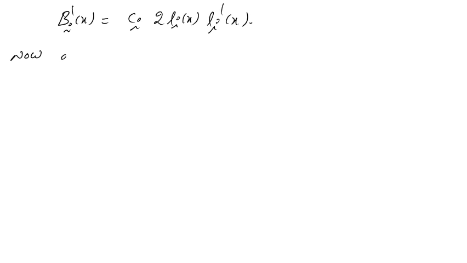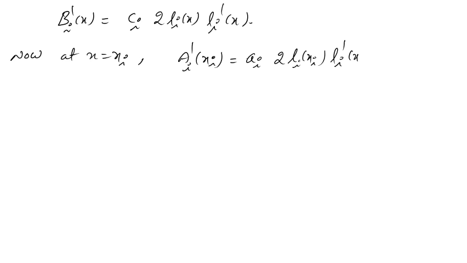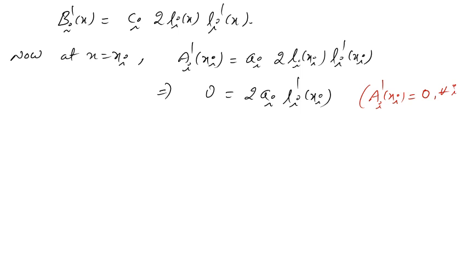Now at x equal to x_i, what is A_i'(x_i) equal to? You will get a_i times 2 L_i(x_i) L_i'(x_i). From this, A_i'(x_i) is 0, equal to 2 a_i L_i'(x_i). Why? Because what is the condition? Derivatives are always 0 for A for all i, j. And what is L_i(x_i) value? 1. This is the first condition.